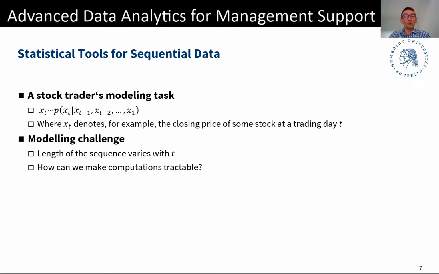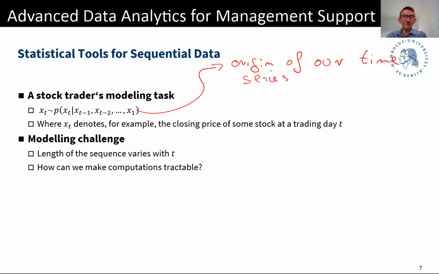And it continues like that all the way to some value here, x1. Now what is x1? Well, strictly speaking, x1, this guy here, that's sort of the origin of our time series. Well, in a stock forecasting setting, that's maybe ill-defined.